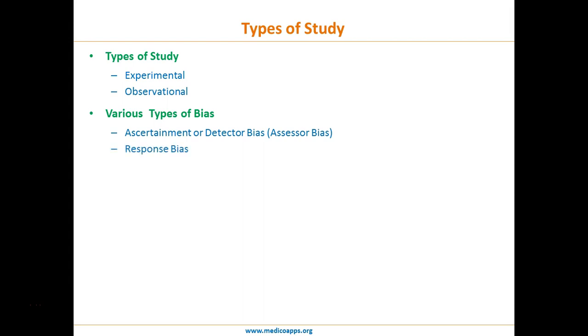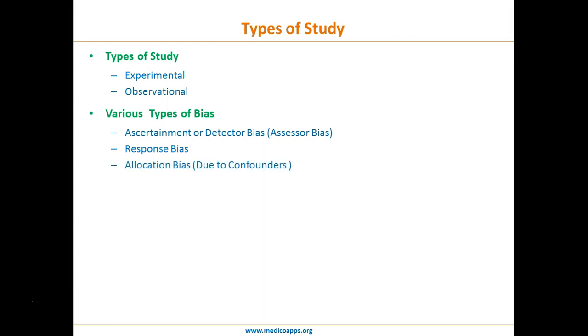The second can be response bias. Response bias is from the side of the patients. Suppose patients know that they are getting the placebo or they are getting the medicine, and based on that, whatever bias is created in our observations, that is response bias.